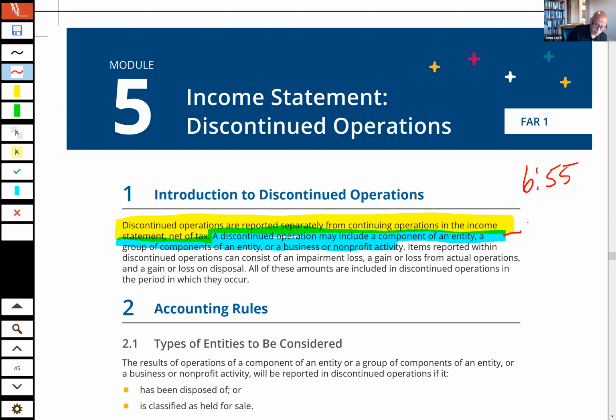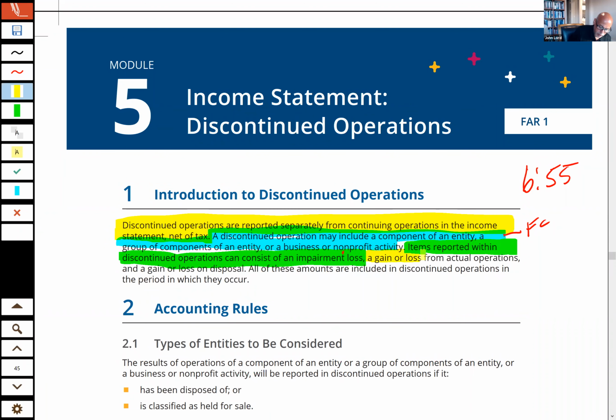So you can just go ahead and flashcard the notion of what the different segments of a business will be. But let's really take a good look right here. Items reported within the discontinued operations can consist of, and there are three things here, guys: one, an impairment loss.